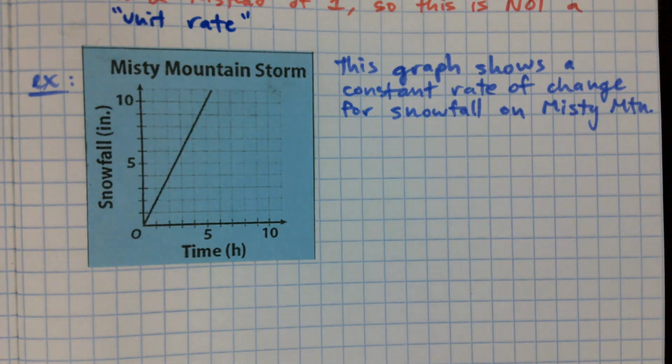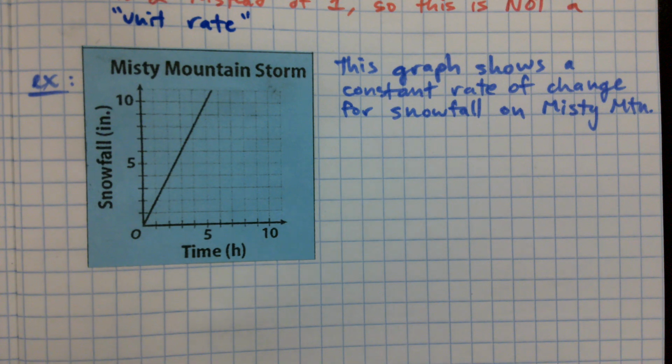It says this graph shows a constant rate of change for snowfall on Misty Mountain. Oh, I thought it said MTA. Oh, sorry, yeah, MTN.